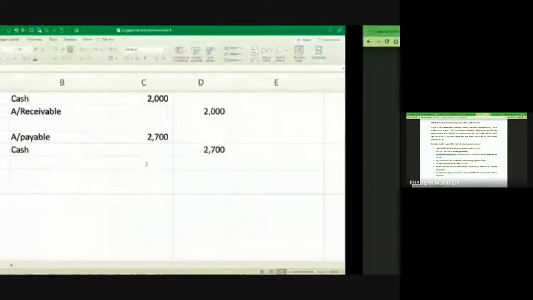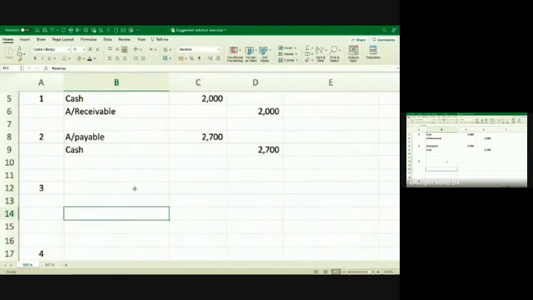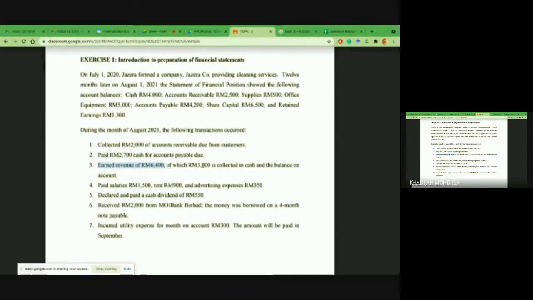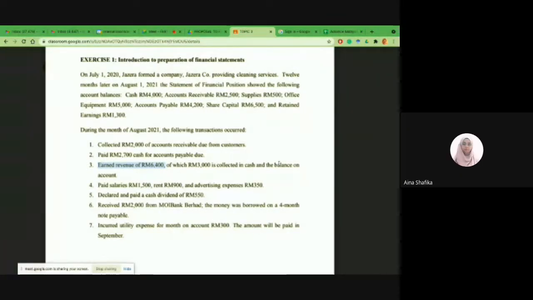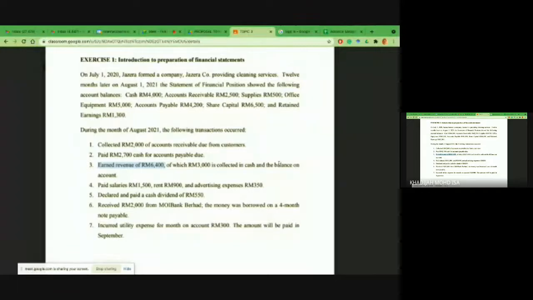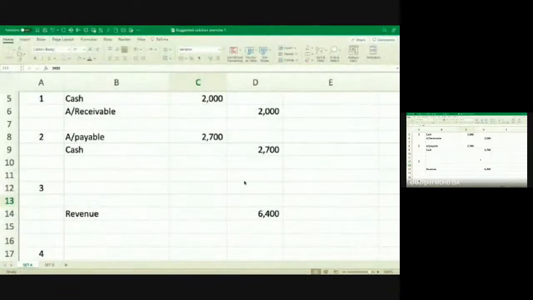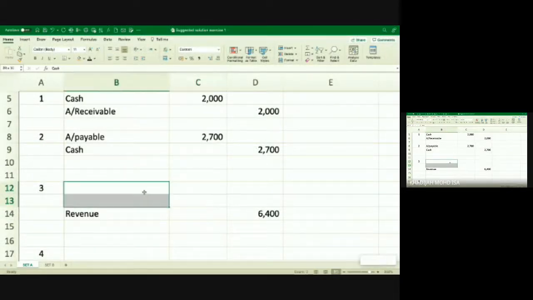Right? So you have your revenue 6,400. So how are you going to record that? You have a revenue credit of 6,400. But from that 6,400, you receive cash 3,000 and the balance on account. So cash, you know that you're going to debit your cash 3,000, but what is the other account that you are going to create? Accounts receivable. Receivable or payable? Receivable, because you're going to receive that money from your client, right? So the accounts are cash and accounts receivable.